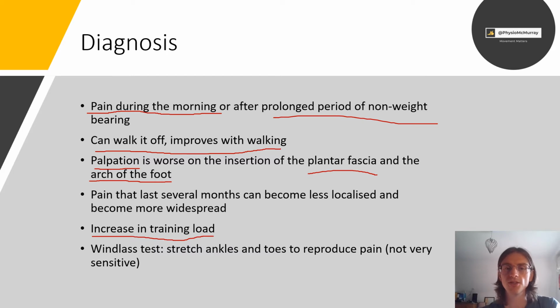There is a test that you can do called the windlass test. If you're sitting in a chair, you can put your ankle onto your knee, and then stretch your toes upwards, so your toes are pointing up. If that reproduces pain, then you could have plantar fasciitis. However, this test isn't very sensitive, so you could have plantar fasciitis but it doesn't actually cause pain. That's what sensitivity means.